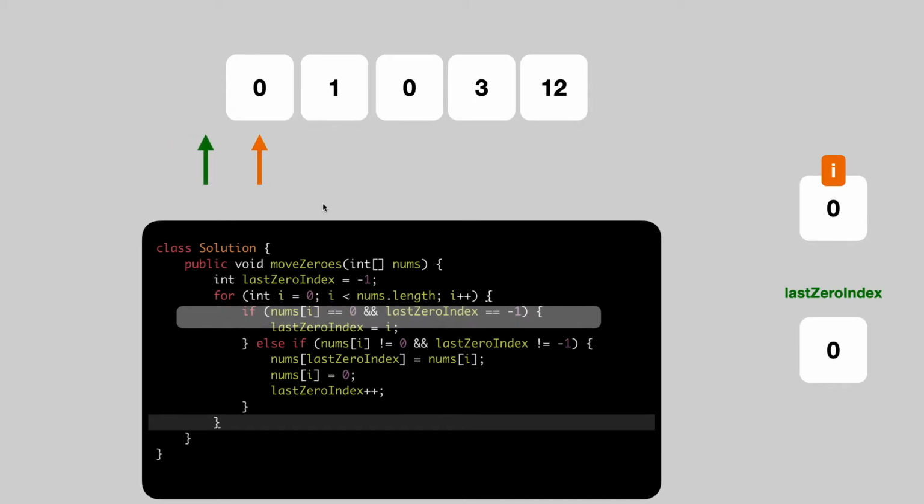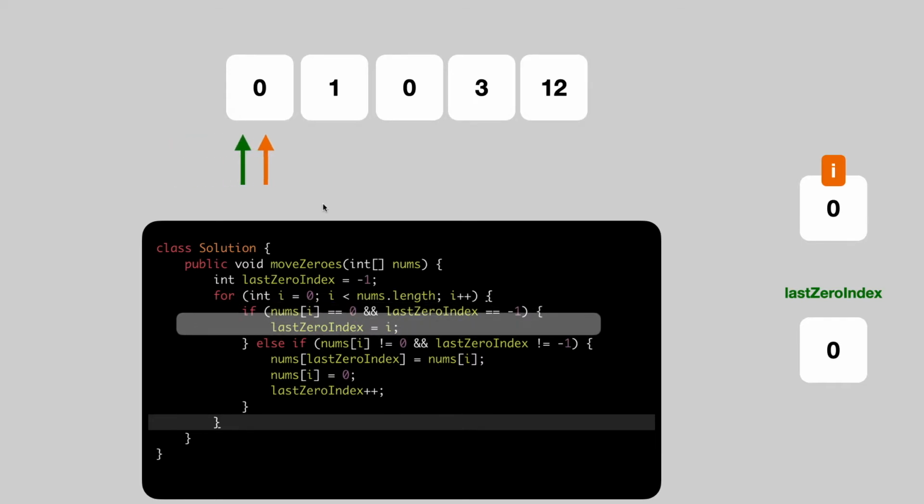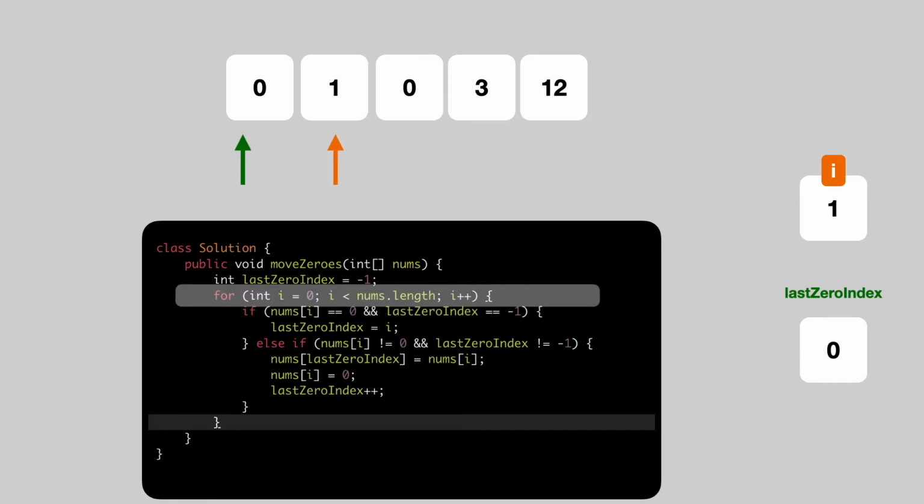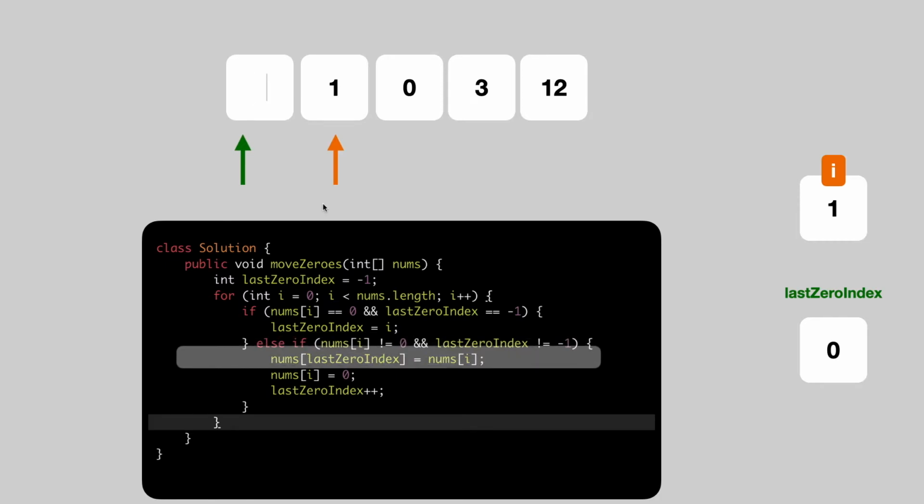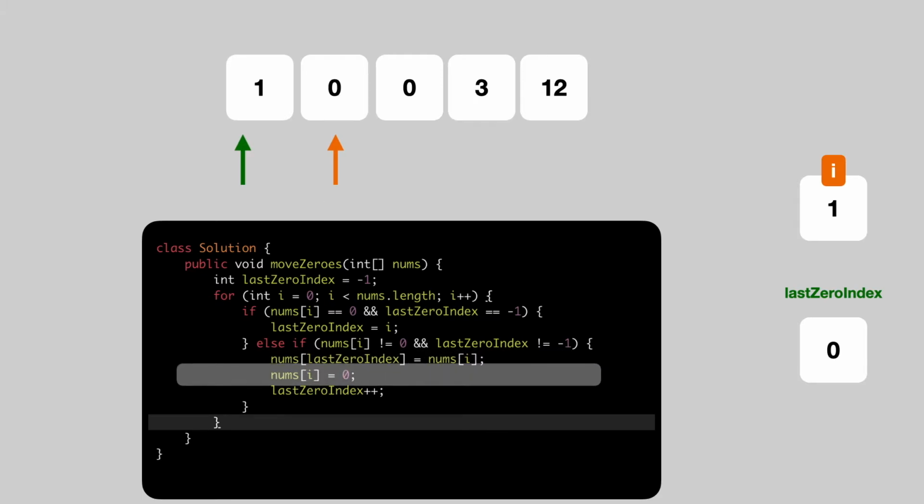The next value of the array is 1. So we will go to the second condition, as it's different than 0 and also the last index of 0 is already set. And as I said, we will be focusing on shifting elements other than 0 to the left. So we enter the condition and assign the value of the last 0 index with the current value and set the current value to 0. We can say it's a shift without using any temporary variable.